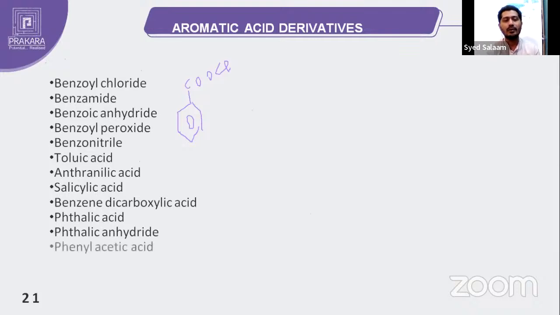So these are a few important benzoic acid derivatives; phenyl acetic acid is also one of the examples here. These are the various derivatives of benzoic acid, which have very important functions in medicines as well as in various manufacturing purposes.